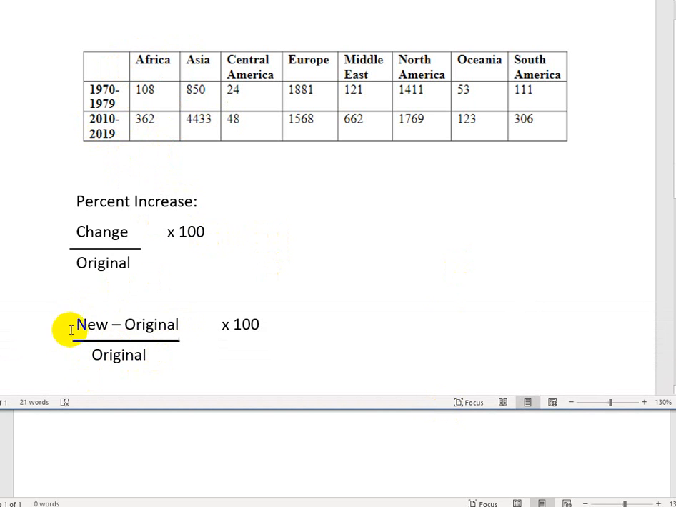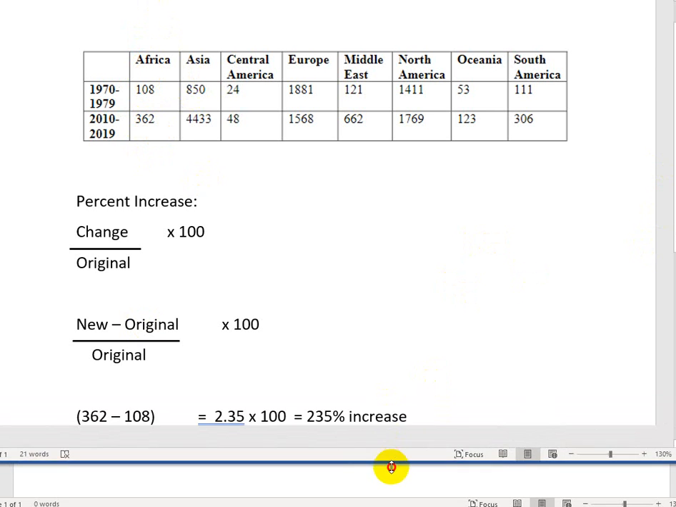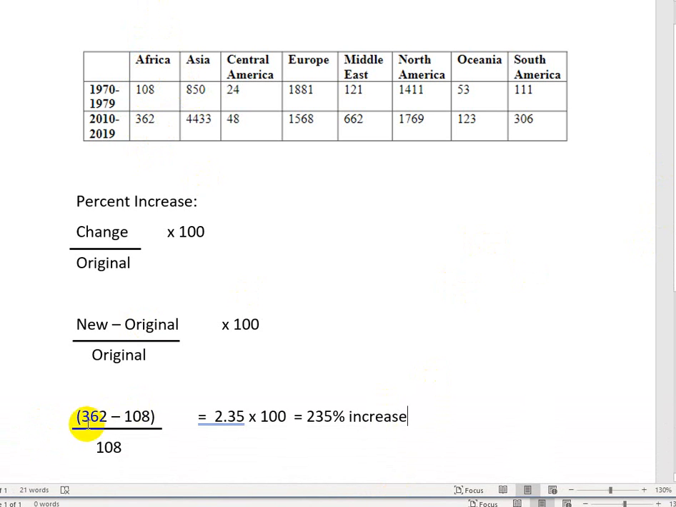It doesn't matter what order you do this in, as long as you're keeping track of the positive or negative change. The difference, the absolute value between them, is going to be the same. So you just need to keep track of the positive and the negative sign. So for that first example, 362 megatons, subtract the original value, 108 megatons, and then divide it by 108. You get 2.35, multiply it by 100, and you get a 235% increase, which is about right for these.